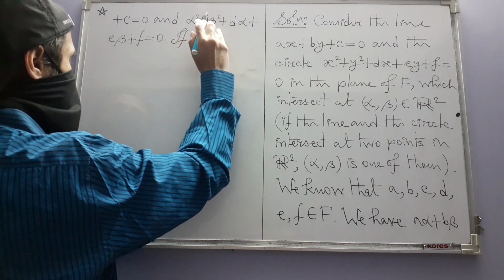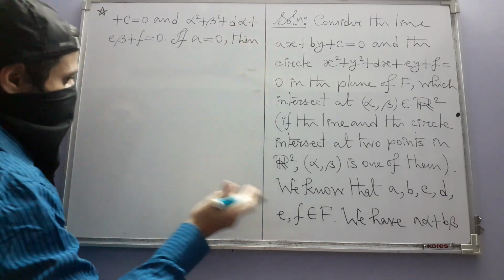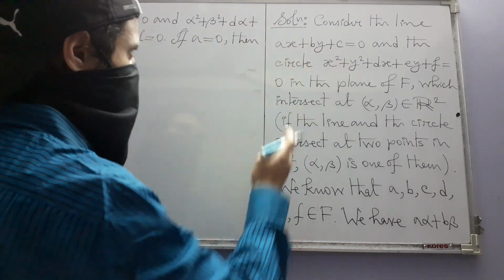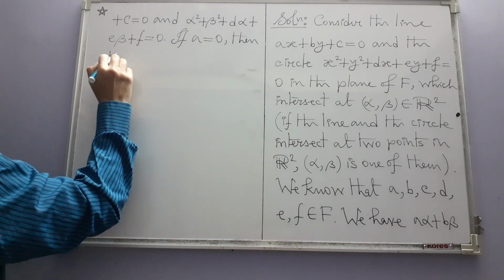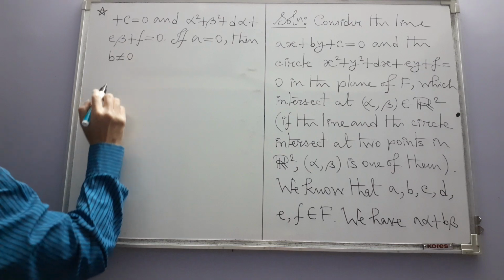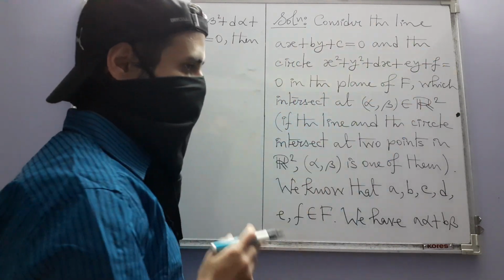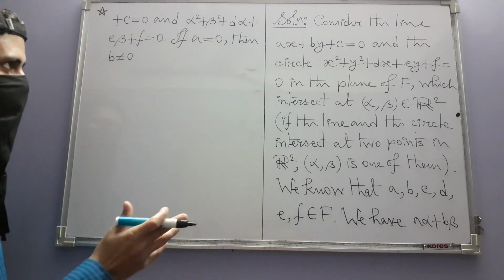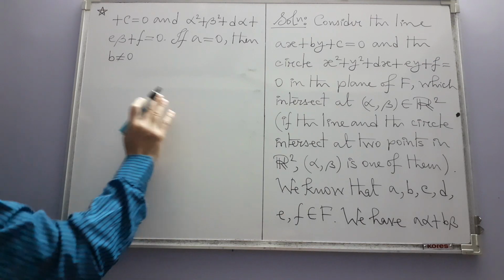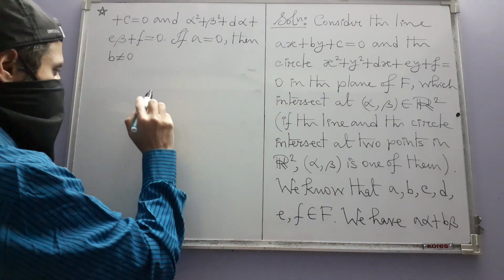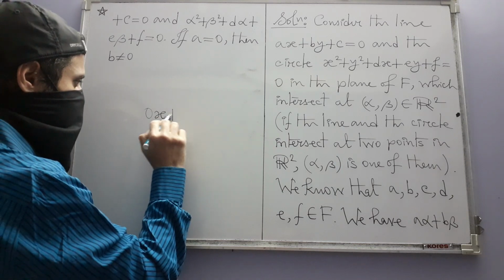If A is equal to 0, then again the line has to actually be a line, so B has to be non-zero. Because what could happen if B is also 0? Then C is also forced to be 0, and that is not the equation of any line. By the way, let me just stop here itself and let us just think of this equation.